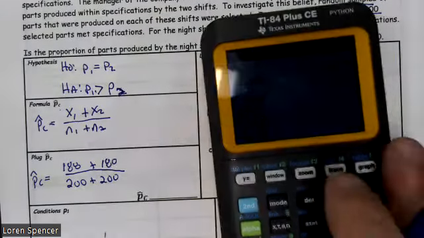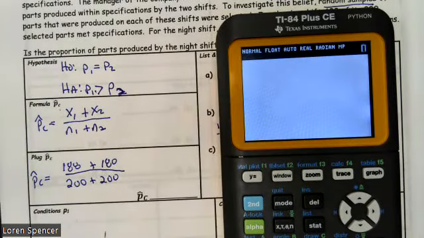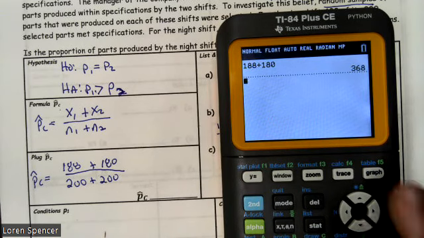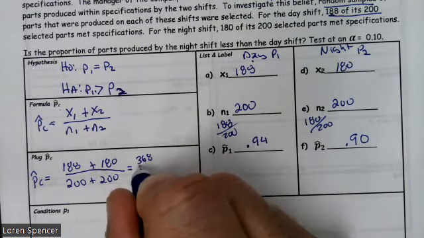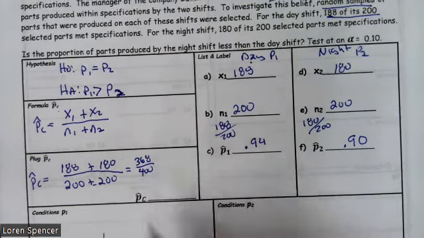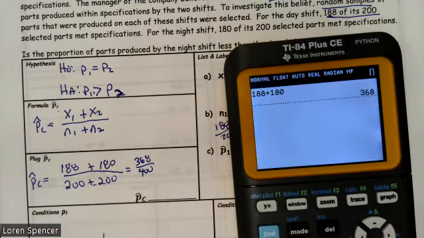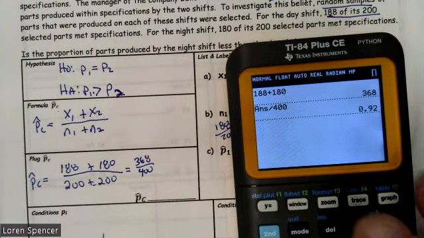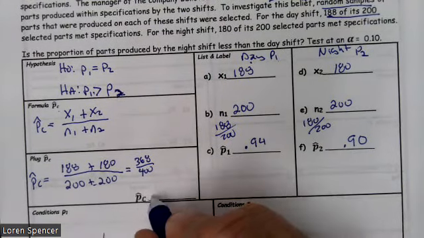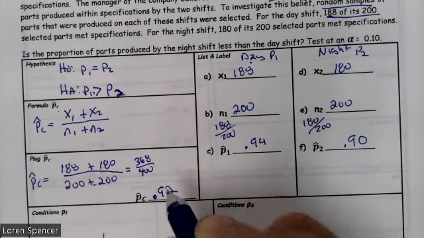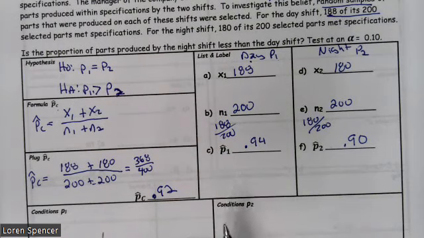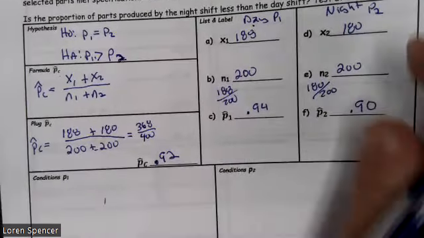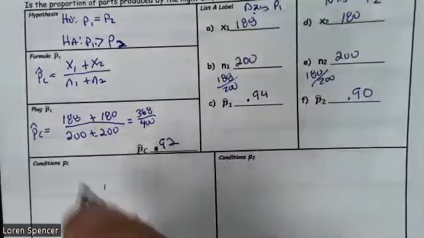So let's add those up. 188 plus 180 is 368. So 368, the 200 plus 200 is 400. So 368 divided by 400 is 0.92. So this is our p hat combined. And we're going to need that because it ties into our main formula and it also ties into our condition. So the first one of our conditions is the random sample condition.